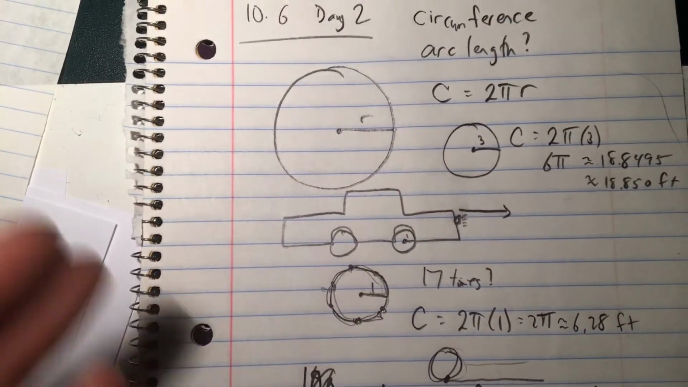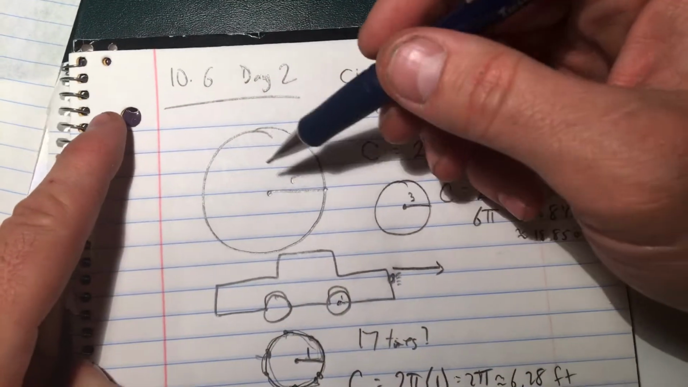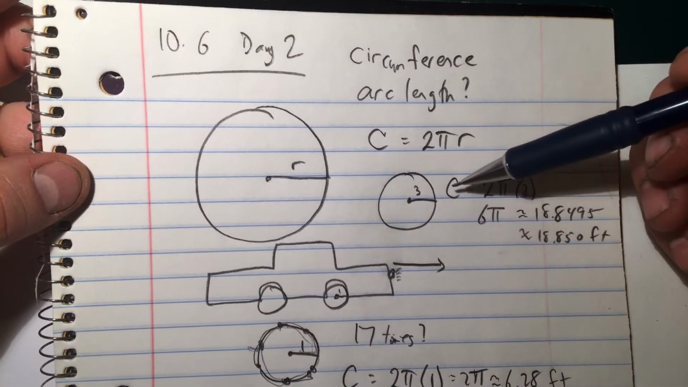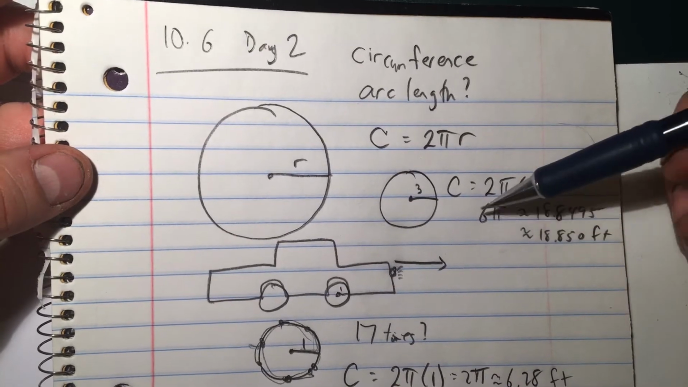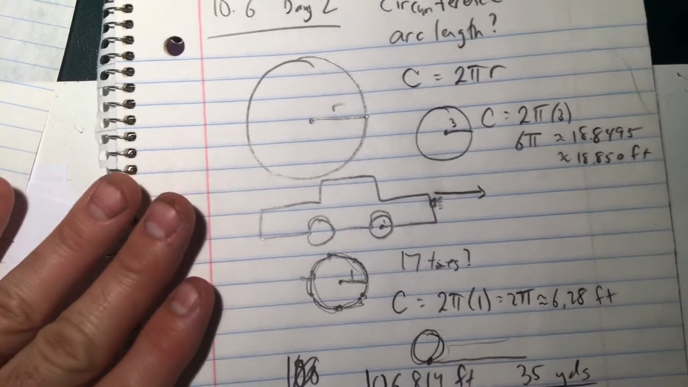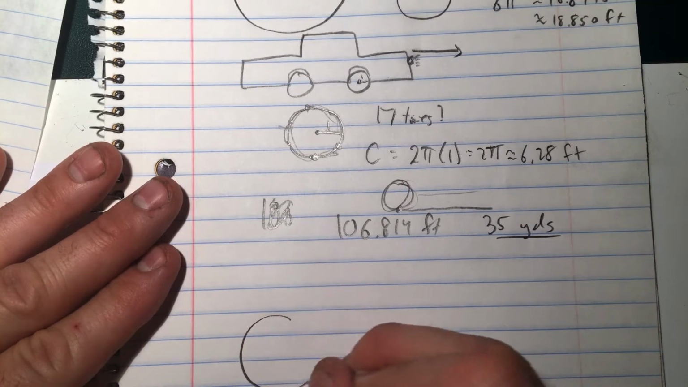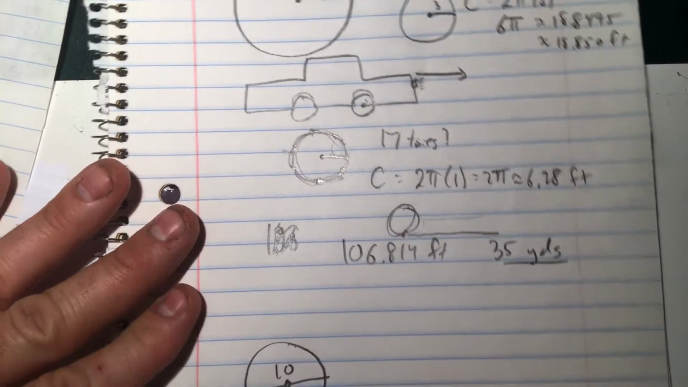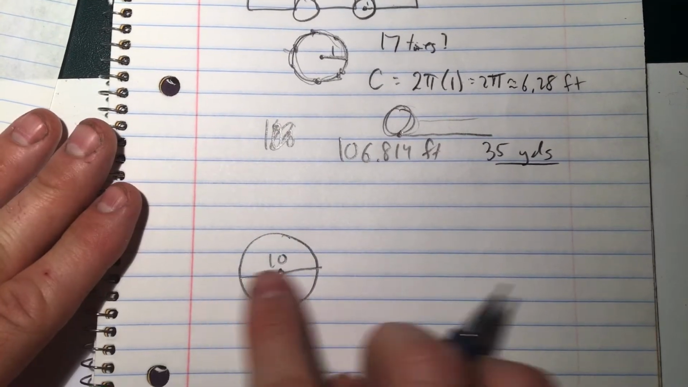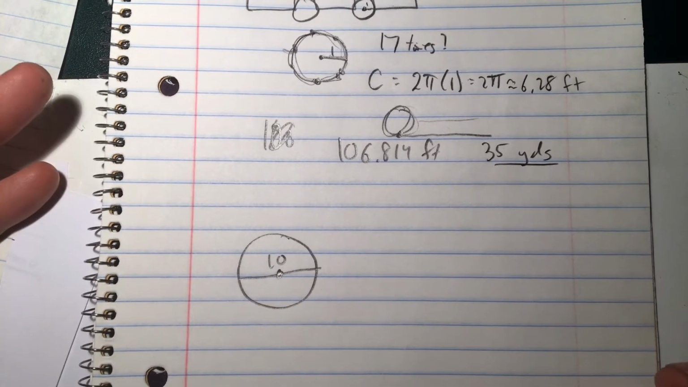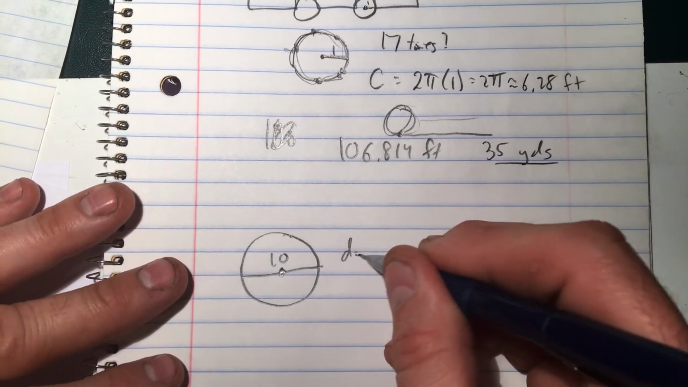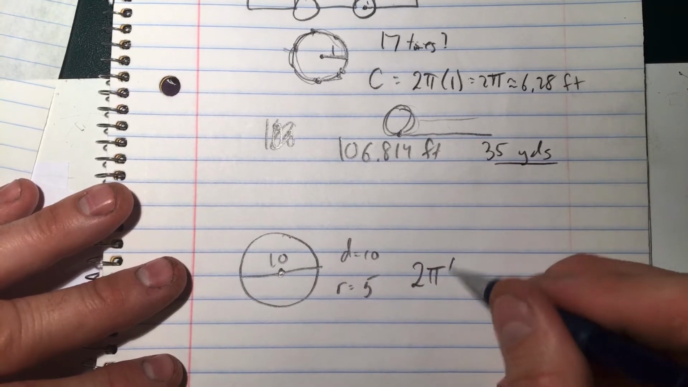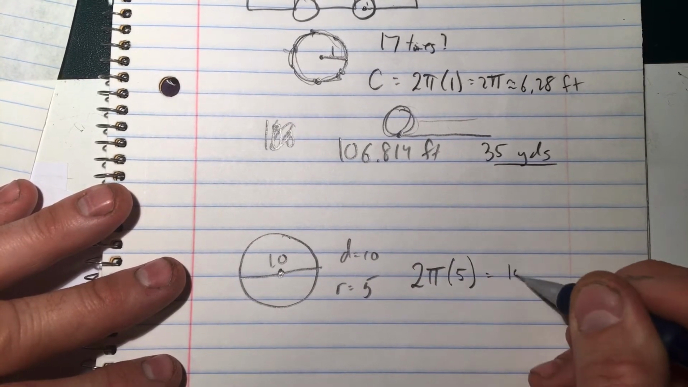So if I say find the circumference, or the distance around, or even the perimeter of a circle, we would just say 2 pi times whatever the radius is. Now, what if they give you the diameter of a circle? The diameter is 10. Find the circumference. No biggie, because if the diameter is 10, the radius is 5. Then you just go 2 pi r, and we have 10 pi.